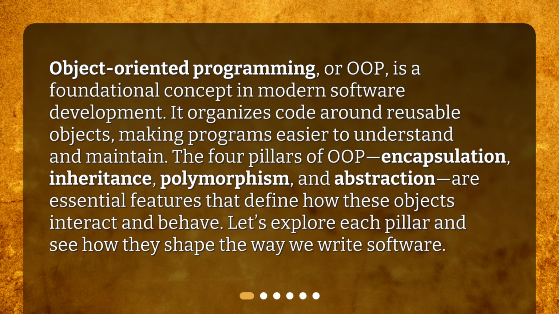The four pillars of OOP, encapsulation, inheritance, polymorphism, and abstraction, are essential features that define how these objects interact and behave. Let's explore each pillar and see how they shape the way we write software.